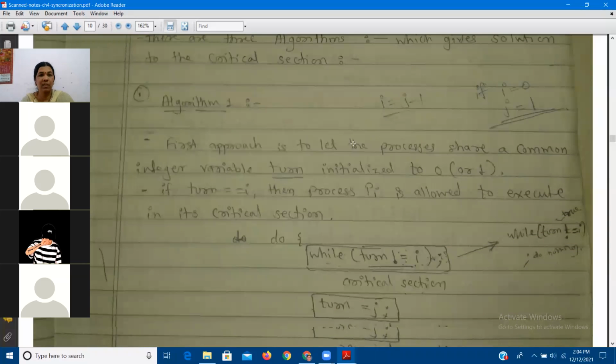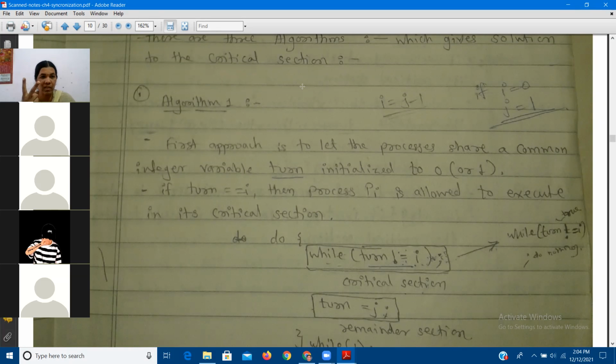We'll first of all discuss algorithm 1. The first approach is to let the processes share a common integer variable, say turn, initialized to 0 or 1. So normally we are saying that either your turn will be there or my turn will be there. एक तर तुझा टर्न असेल किंवा माझा टर्न असेल, because only two processes are there.